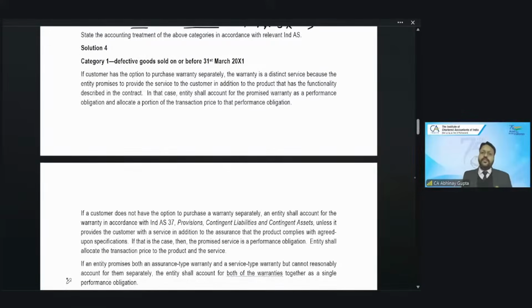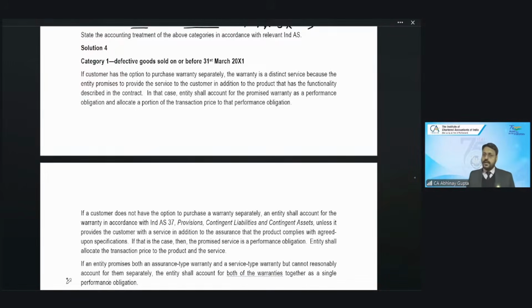So, category one, defective goods sold on or before 31st March. If the customer has the option to purchase the warranty separately, then the warranty is a distinct service because the entity promises to provide a service to the customer in addition to the product that has the functionality described in the contract. In that case, the entity shall account for the promised warranty as a performance obligation and allocate a portion of the transaction price to the performance obligation.